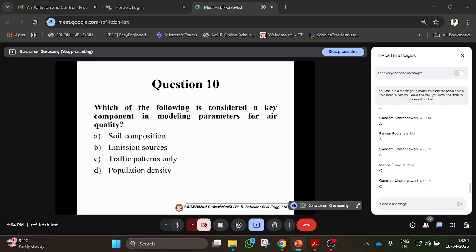Okay. So 10th question, which of the following is considered a key component in modeling parameters for air quality? Soil composition, emission source, traffic pattern, or only population density. I want to know where it is going to be emitted. So the emission source plays a key role. So the answer is emission source. Correct? Yeah.